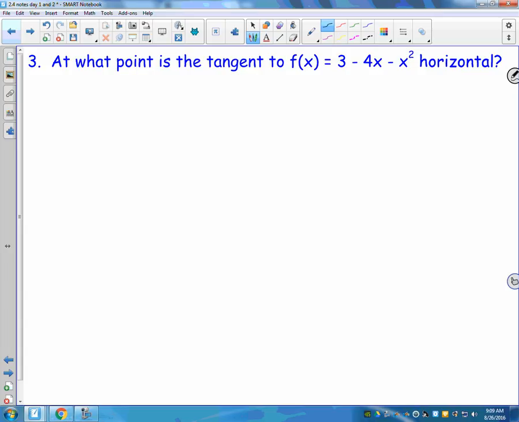It says, at what point is the tangent to this function horizontal? So we're talking about tangent lines. That's sort of horizontal. What's the slope of a horizontal line? 0. So this is not saying find the slope at the point 0. It's saying when is the slope going to equal 0?